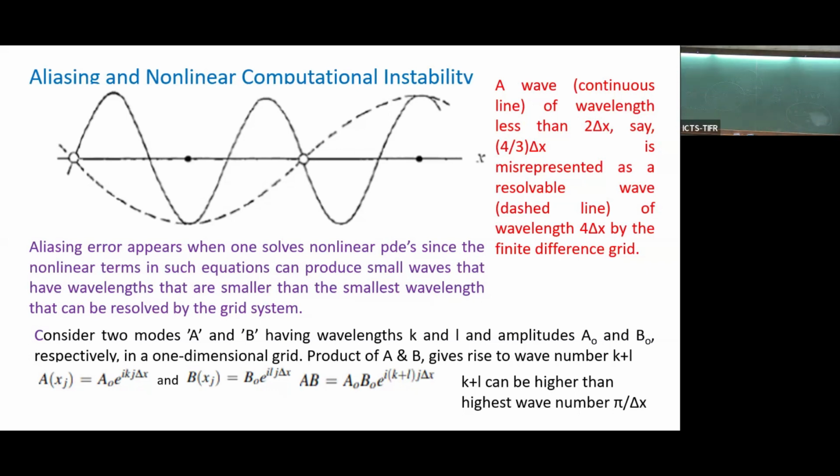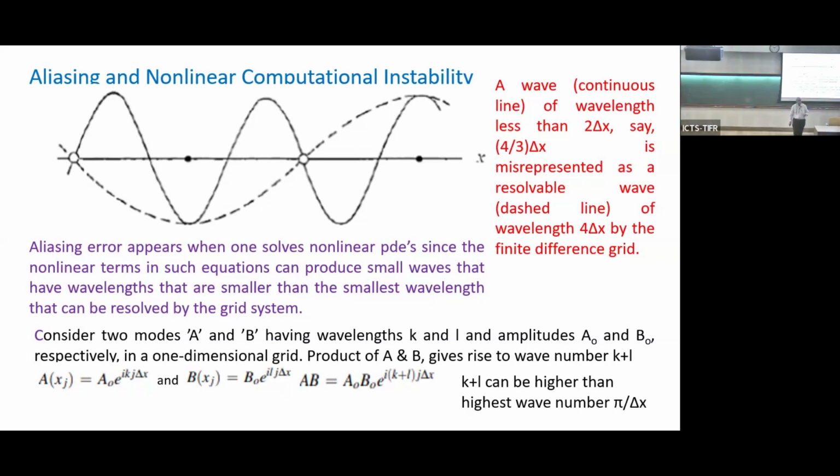So let's take two modes A and B. They have wave numbers k and l, with some amplitude. You represent A as an amplitude times the harmonic form e to the power i k j delta x, where j delta x is nothing but x. Here k is the wave number, and l is the wave number for B. Now if you have a product term, a nonlinear term, which is the multiplication of A and B, the exponents k and l add together and you get this.